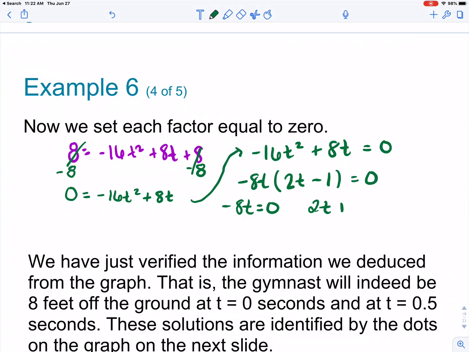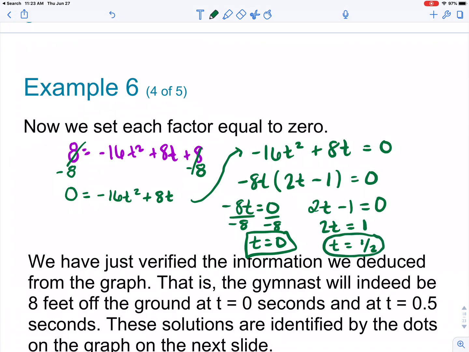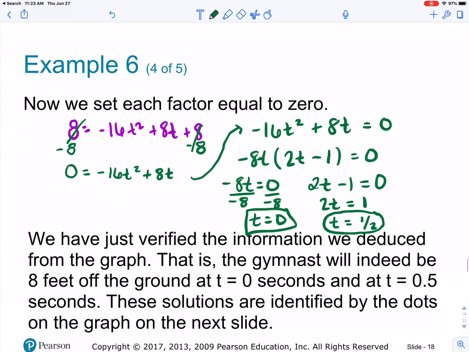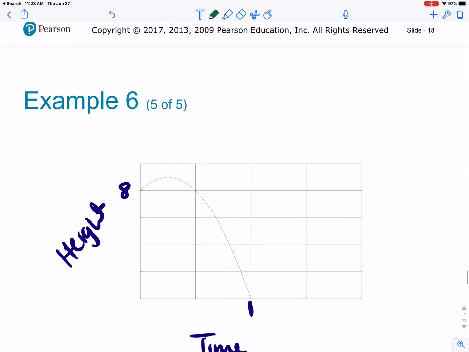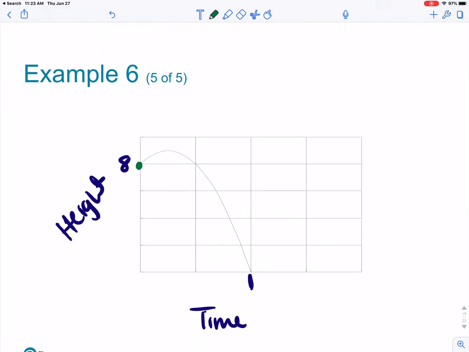And solve for t. Oops, I meant to write that as a minus. So 2t minus 1 equals 0. Of course, I would divide by negative 8, so t equals 0. And for this one I would add 1 to both sides and divide by 2, and I get one half. So I get the same solution by looking at the graph or by solving it algebraically. Again, you can see it on the graph right there and right there, and that's the 1/2 that we got.